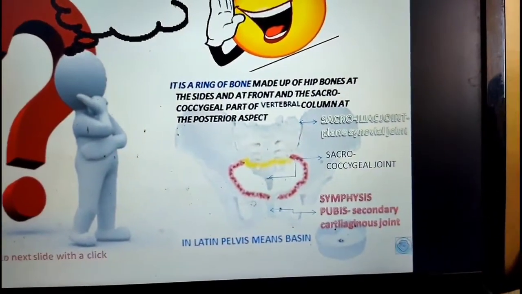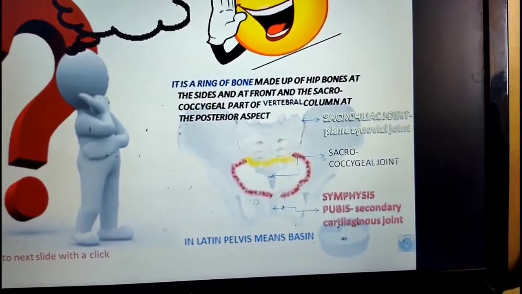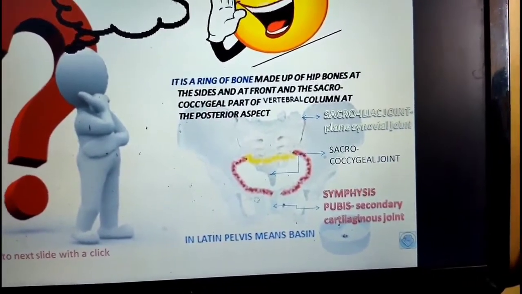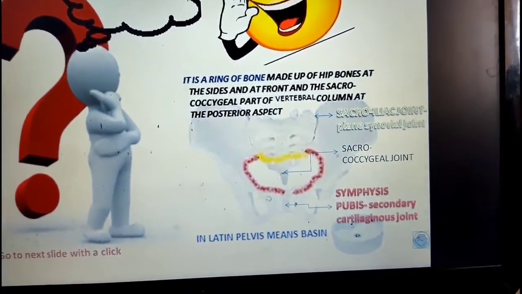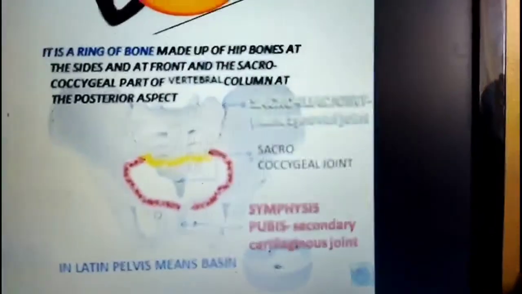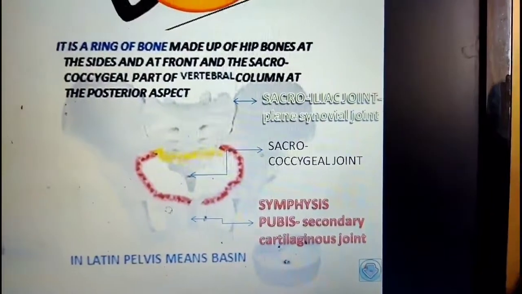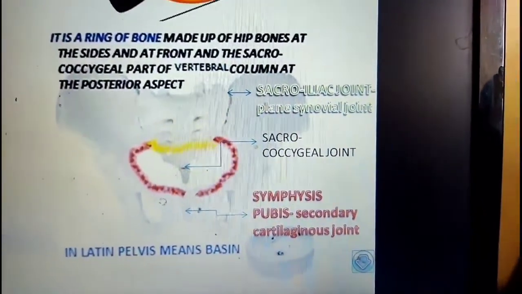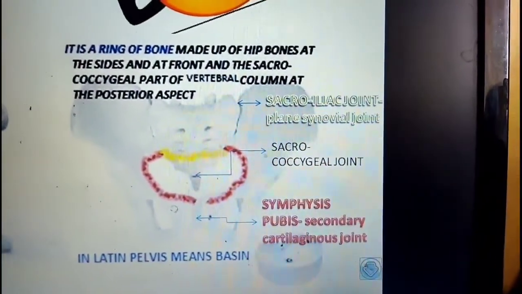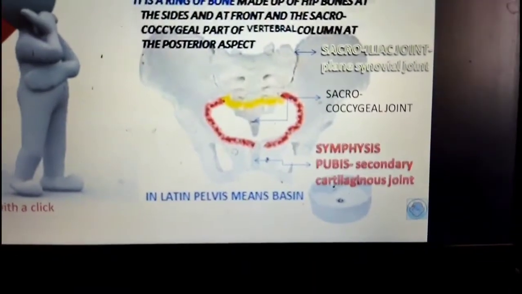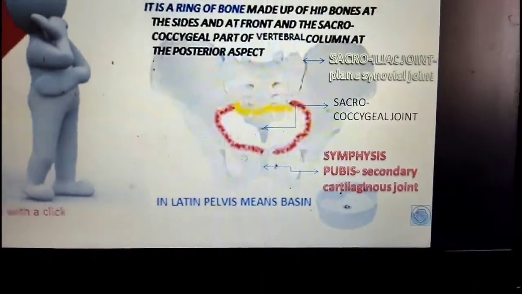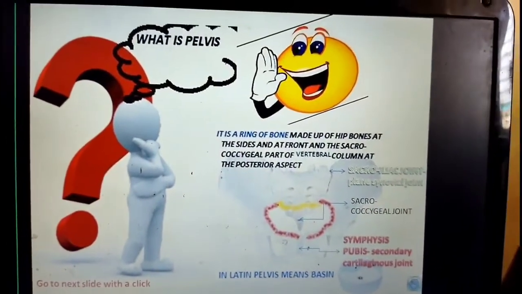Now here you can see the ring of bone. The two red semicircles represent the hip bones, and the yellow one represents the sacrococcygeal bone at the posterior aspect. And here you have the three joints of the bony pelvis: the symphysis pubis, the sacrococcygeal, and the sacroiliac joints. Now in Latin, the word pelvis means basin. So the pelvis is actually shaped like a basin.